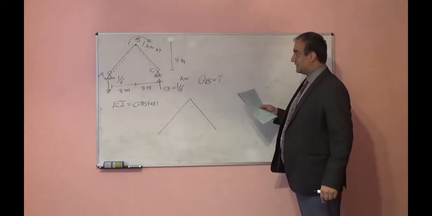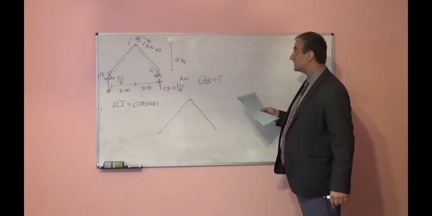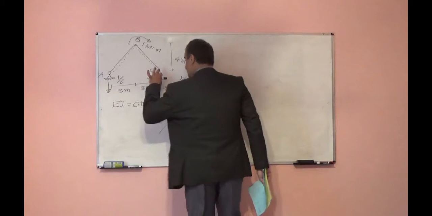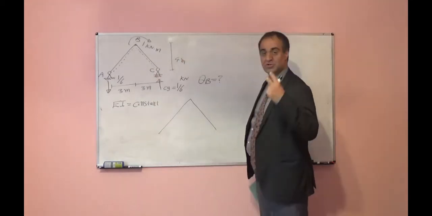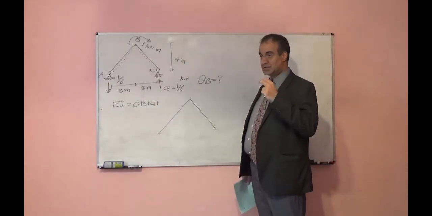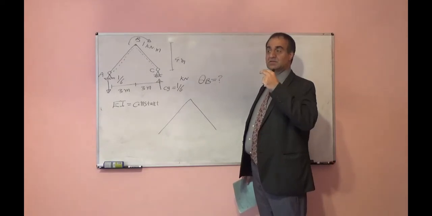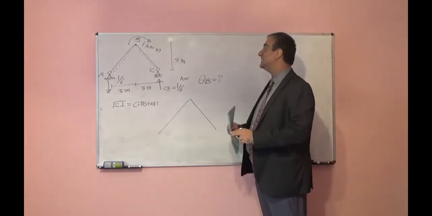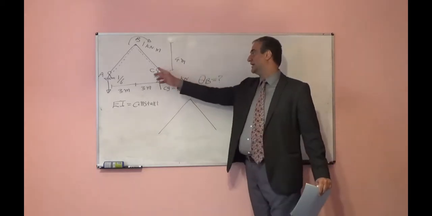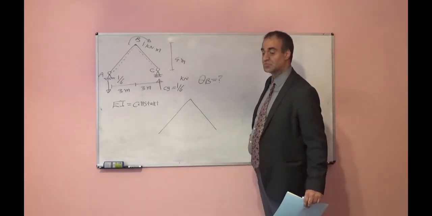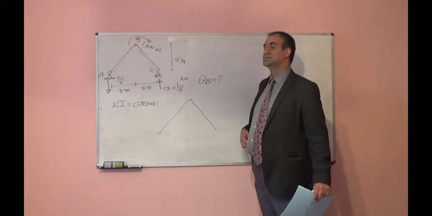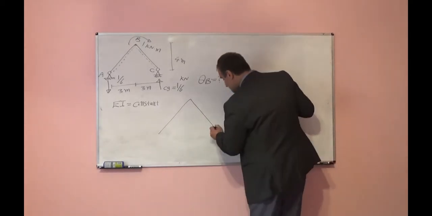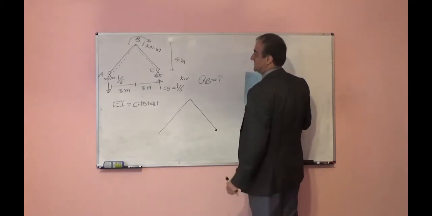Now, after finding these reactions, I should draw the moment diagram. Moment at point C is equal to 0 because it is a hinge. Hinge means internal moment at a hinge is always equal to 0 because a hinge cannot resist moment. So point C moment is equal to 0.